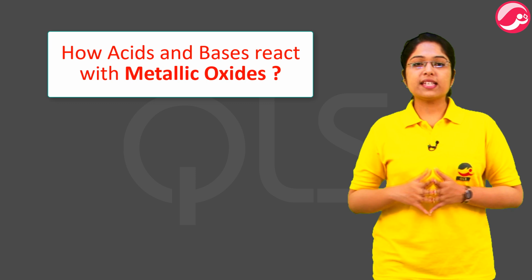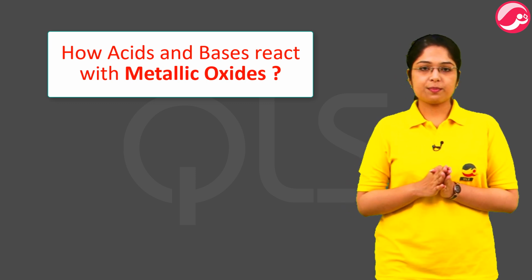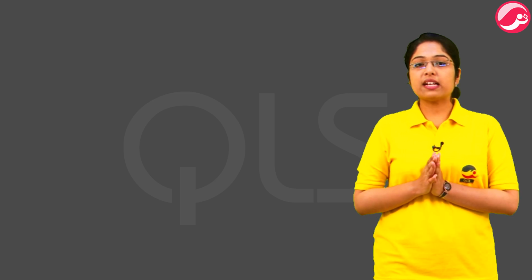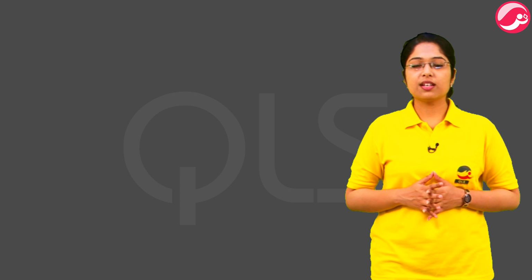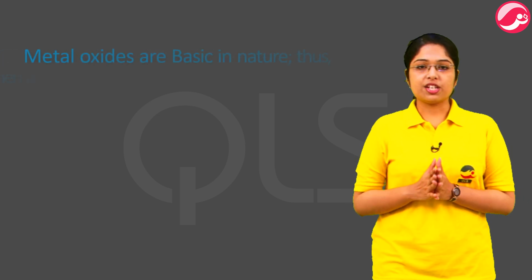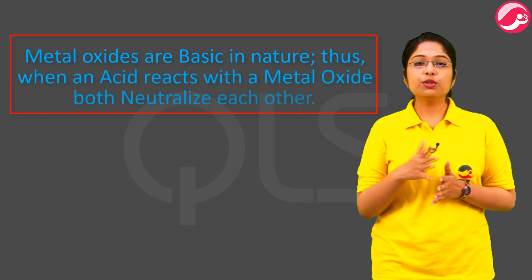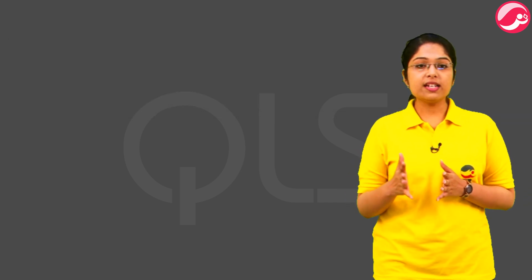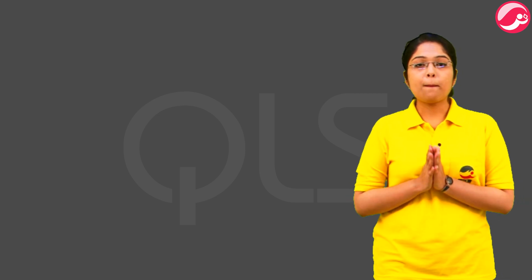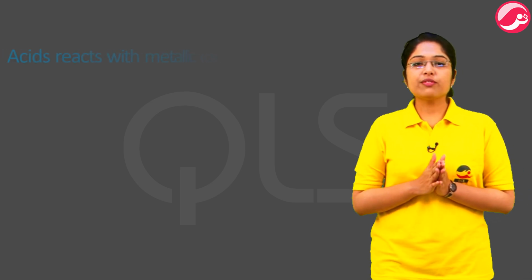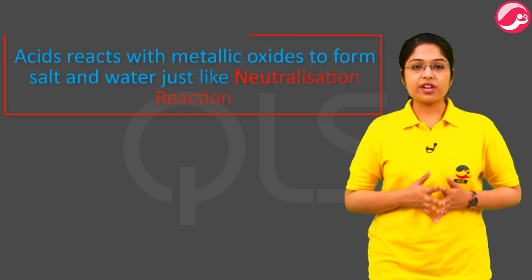Now, let's see how acids and bases react with metallic oxides. Metallic oxides are again basic in nature and hence they do not react with other bases. Metal oxides are basic in nature. Thus, when an acid reacts with a metal oxide, both neutralize each other. Acids react with metallic oxides in a similar fashion as they react with bases. Acids react with metallic oxides to form salt and water just like in neutralization reaction.